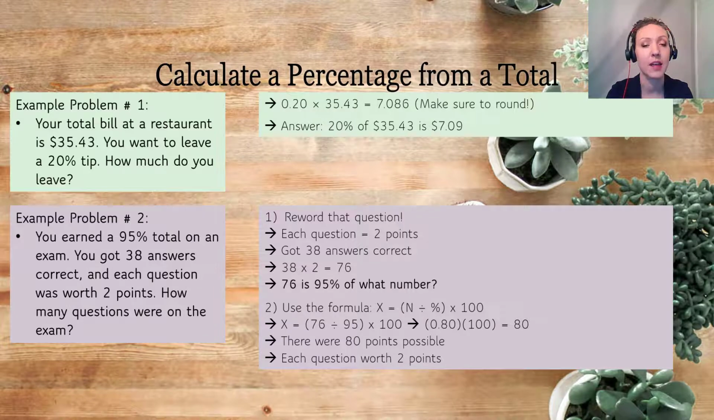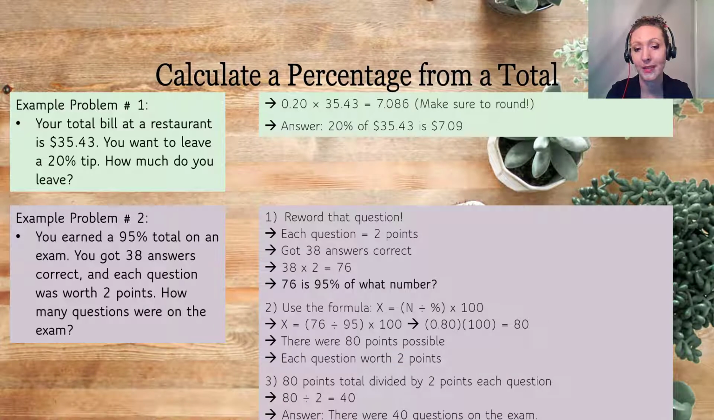So that tells us that there were 80 points possible. And we also keep in mind that each question was worth 2 points. So in order to figure out how many questions there were on the exam, we need to take that 80 points total and divide it by 2 points that we would have gotten for each question. So when we take 80, divide that by 2, that's going to give us a value of 40. So the final answer for this question is that there were 40 questions on this exam.